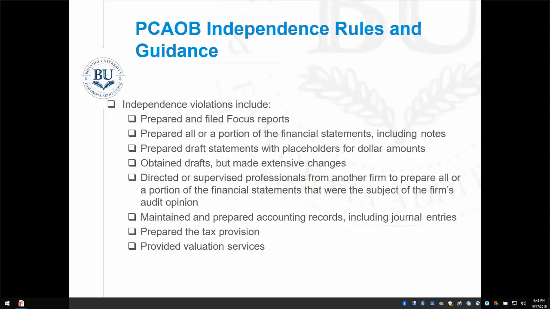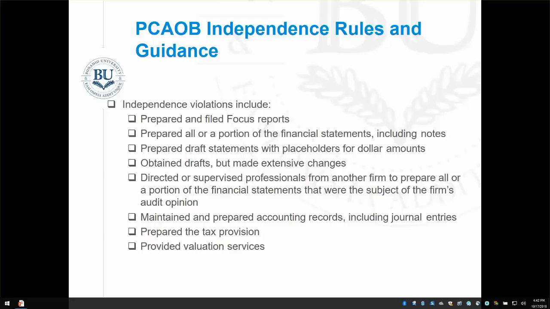Now, we can always mark up the financial statements and provide them with comments back. That's allowed. It's just a matter of we cannot do any sort of test or computer work associated, or any kind of administrative writing or typing of the overall financial statements.